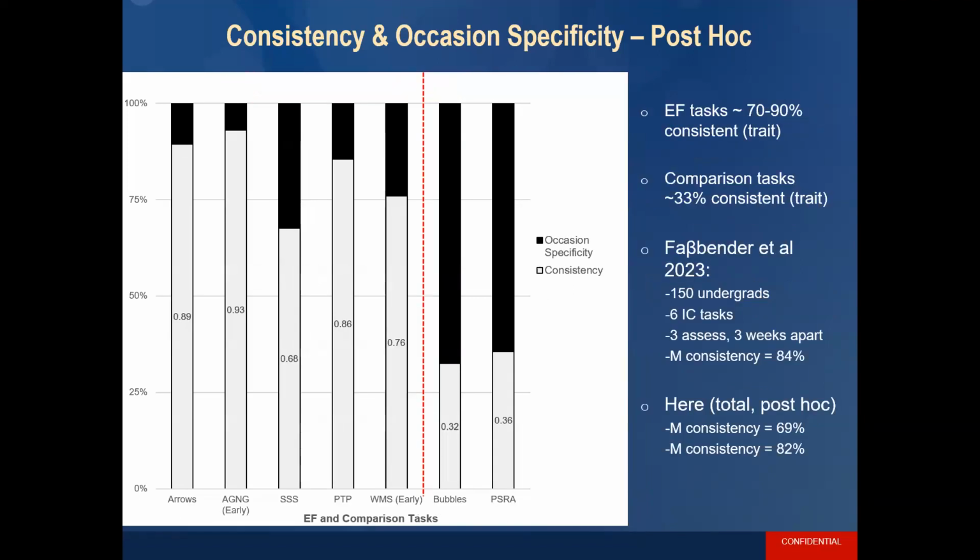In the interest of time, I'm not going to go into this. Basically, all I did was represent the consistency, occasion specificity for our tasks using those early data for two of the tasks that were a little wonky. And I noted that there was a Nordic researcher who had done a similar sort of approach with undergraduates. And the punchline is they come up with some estimates of consistency in their EF data with undergraduates that look a lot like we're seeing in our preschoolers, which is interesting.